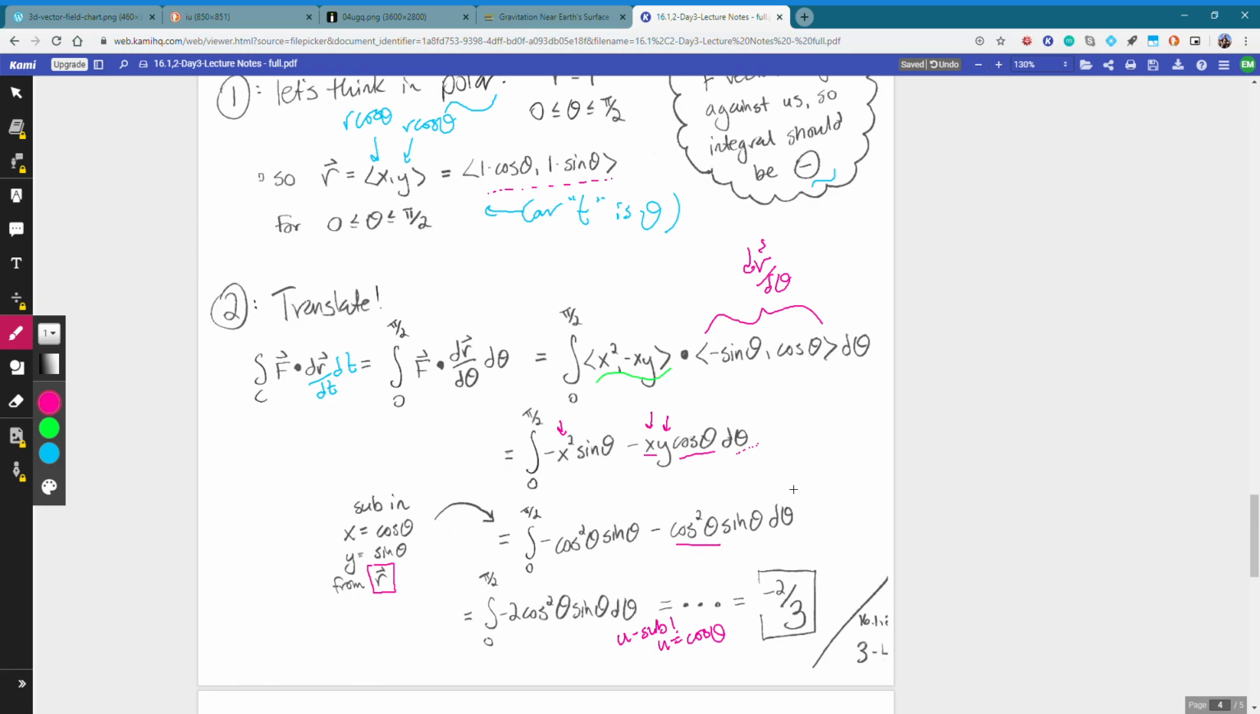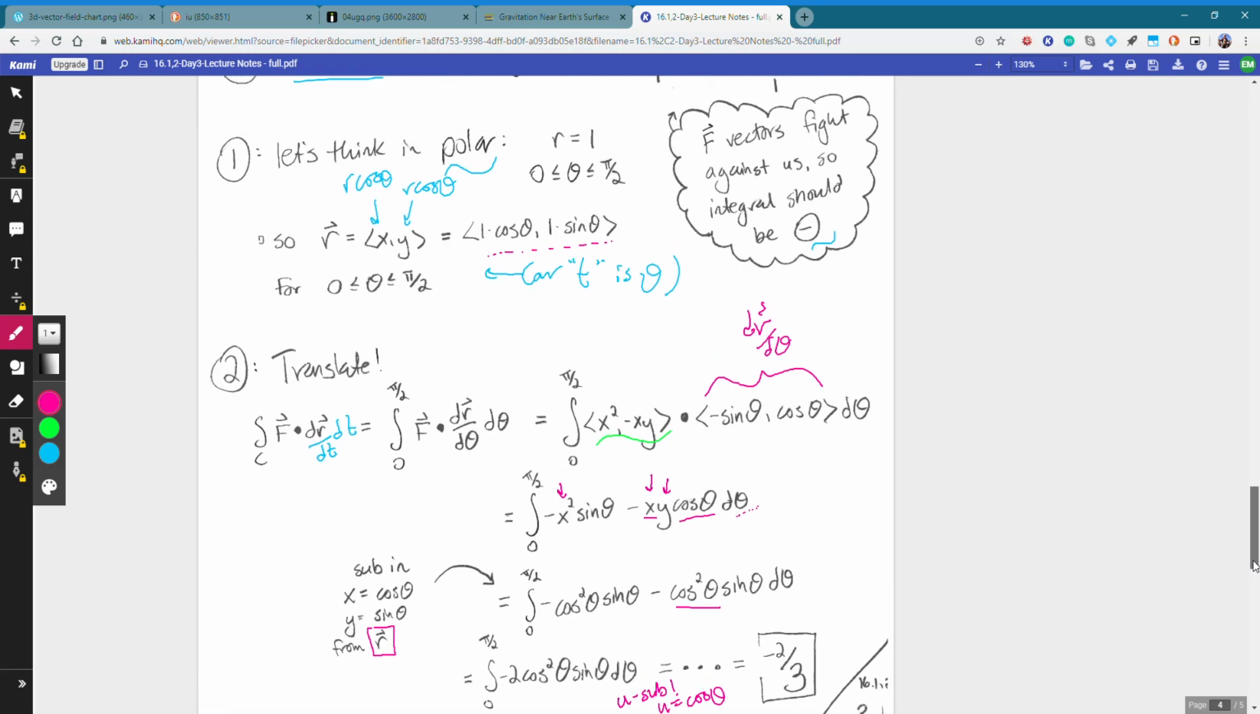And notice, just a little side note from before, the negative makes us happy. That's what we were expecting. Things, at least from that perspective, seem correct. All right. Well, that's how it looks to take a line integral for a vector field.